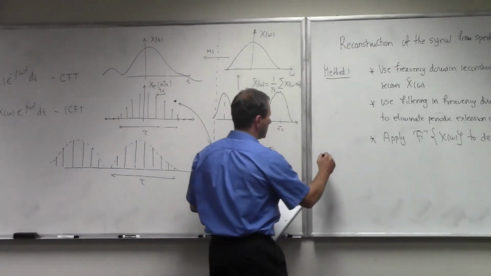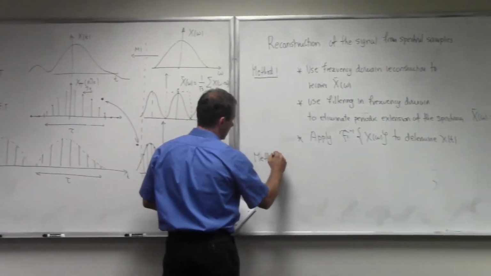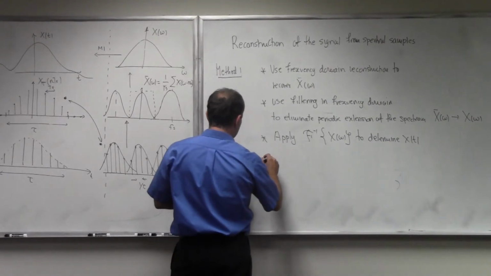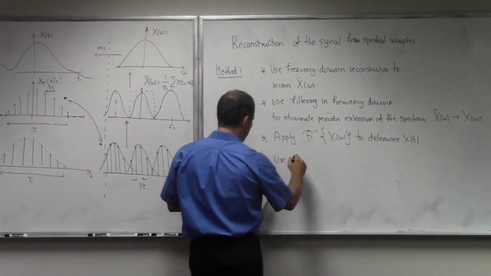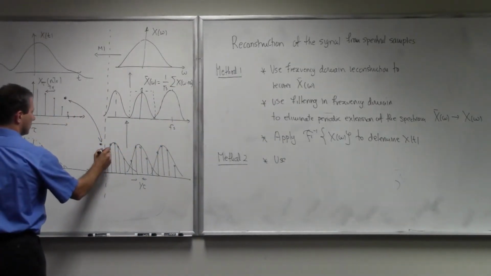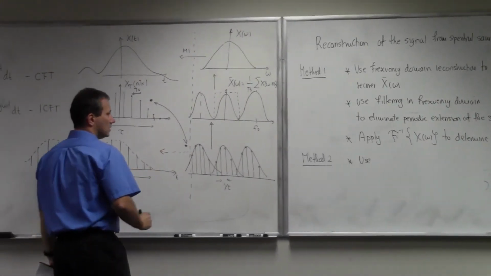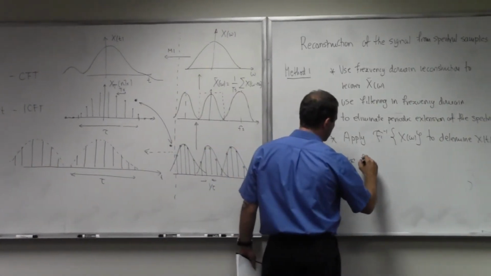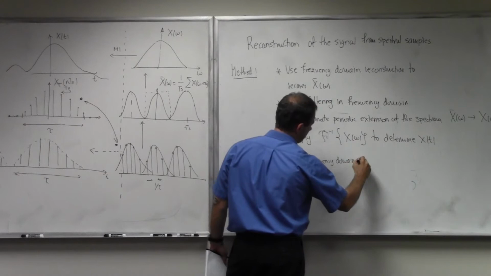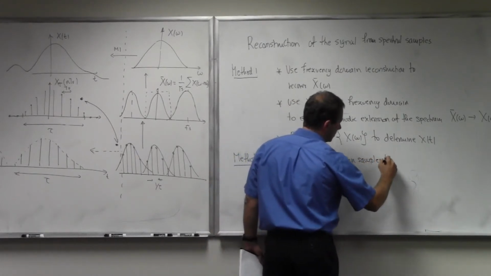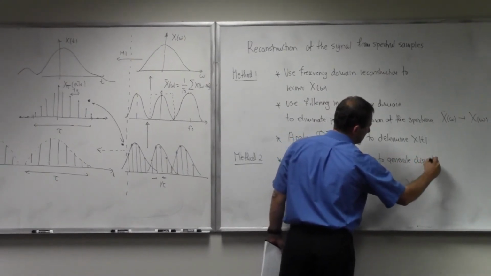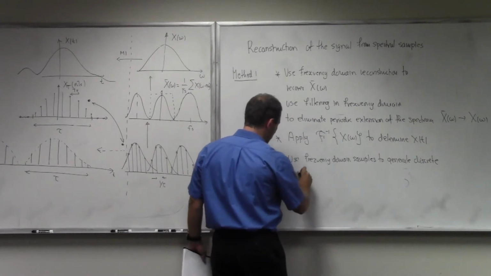Method 2 says that I can do the same reconstruction, but using this. I can use the sampled frequency domain to generate this guy here. So I can go directly this route. So use frequency domain samples to generate the discrete and periodically extended signal in the time domain.